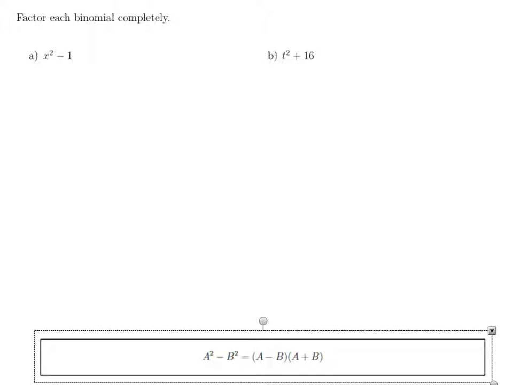Recall that the difference of two squares formula for factoring says that a squared minus b squared is equal to the product of a minus b and a plus b. So looking at this first example, we have x squared minus 1, and we can see pretty quickly then that this will factor into x minus 1 and x plus 1.